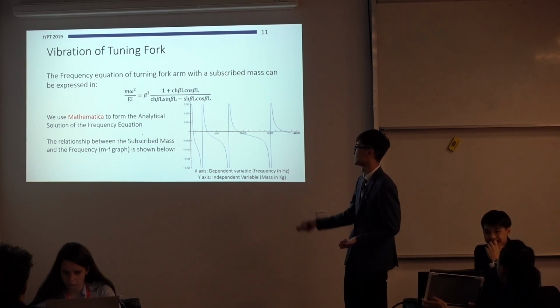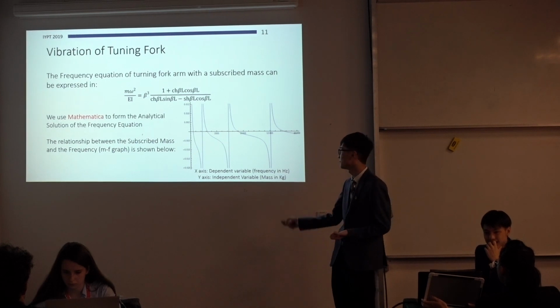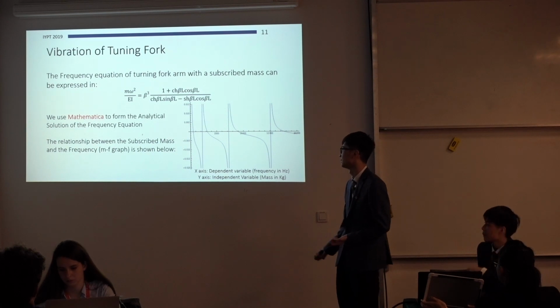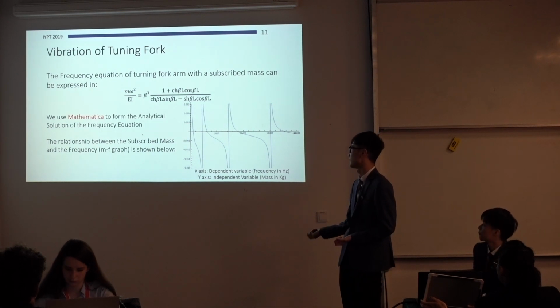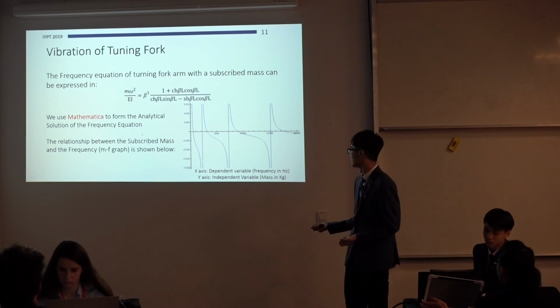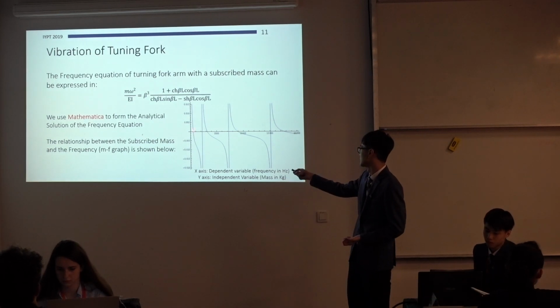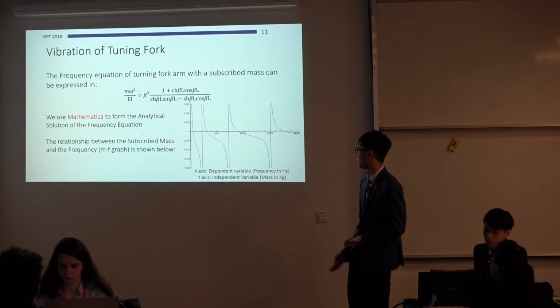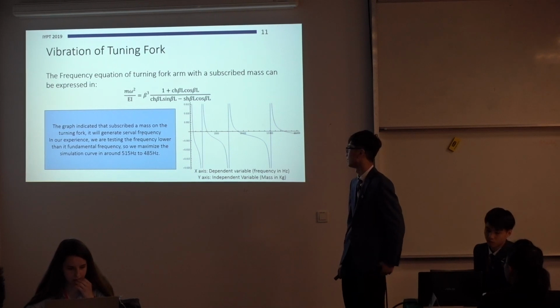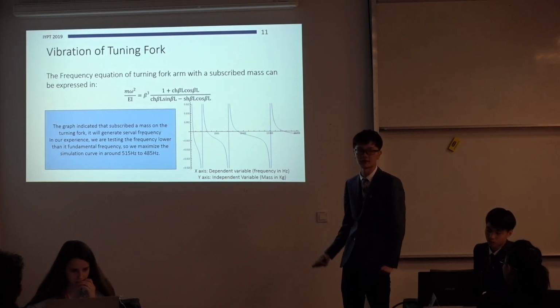After that, for the frequency equation, by substituting the boundary condition in this, we can have this equation. And when we put this equation into the mathematical form to get an analytical solution of the frequency equation, the relationship between this length and frequency, which means an F graph, is shown below. And the graph indicates that adding mass on the tuning fork will generate several frequencies.